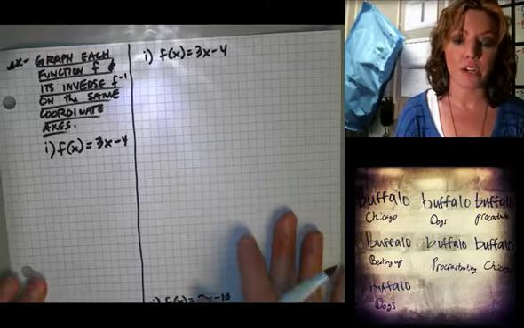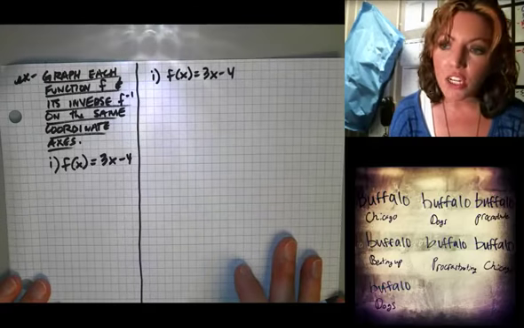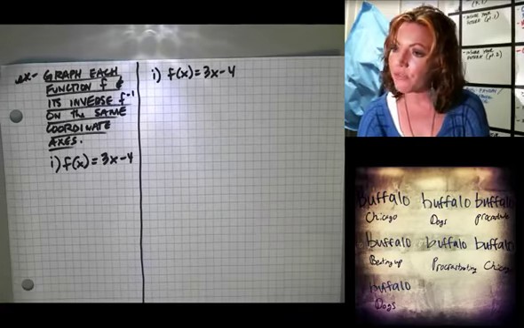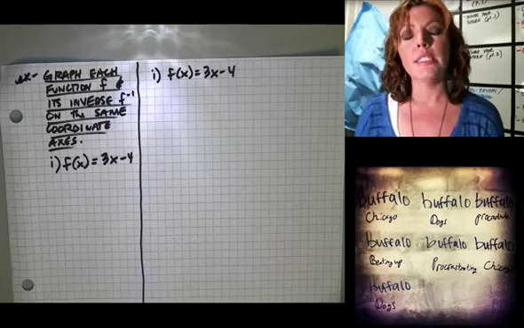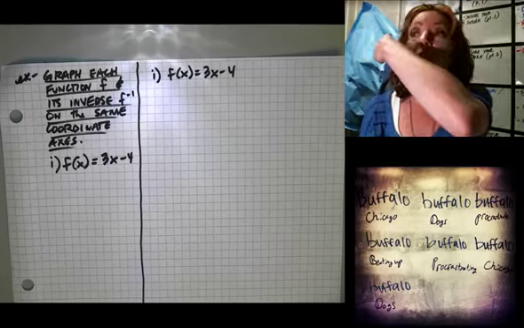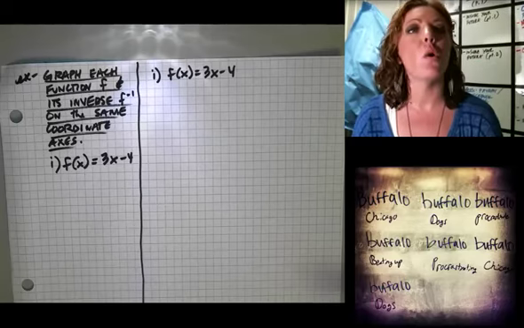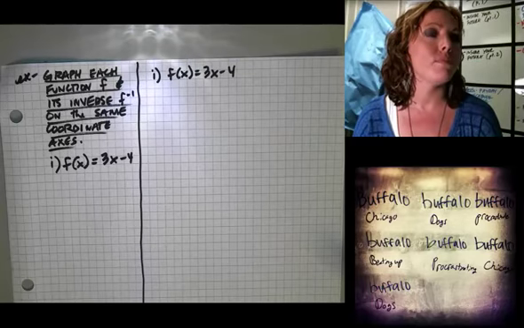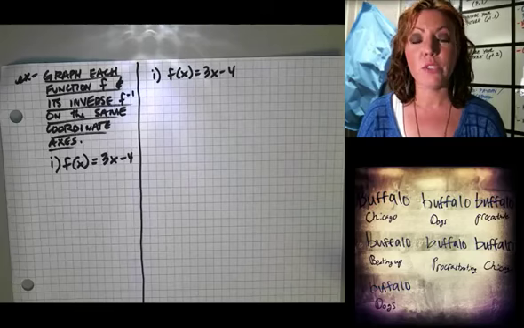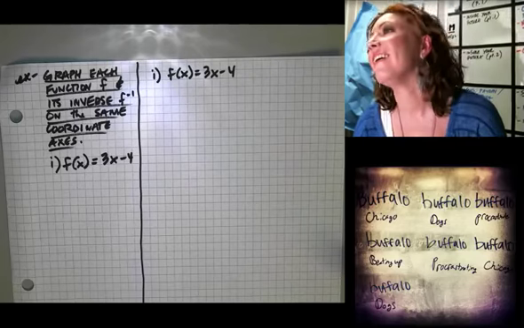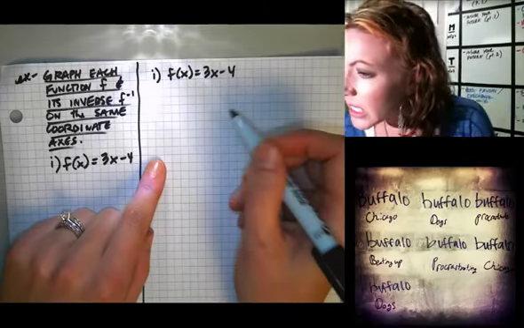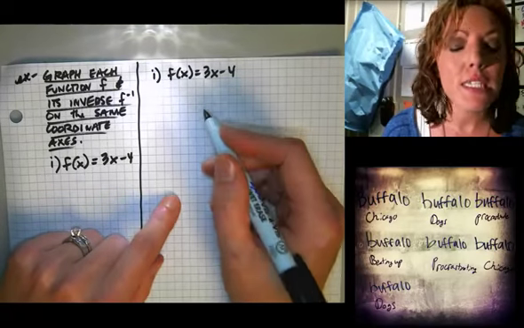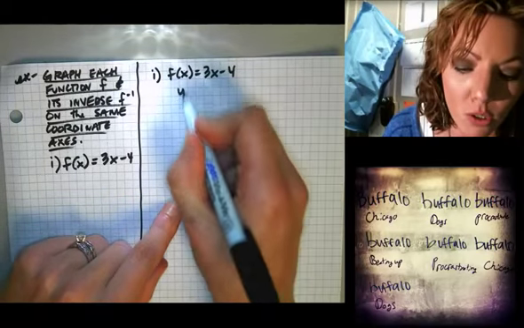Okay. Graph each function f and its inverse f-1 on the same coordinate axes. All right. So this is actually really easy. You all are really good at graphing, right? And if you're not, then you will be. Okay, so here we go. F of x equals 3x minus 4. That is the same thing as y equals 3x minus 4.